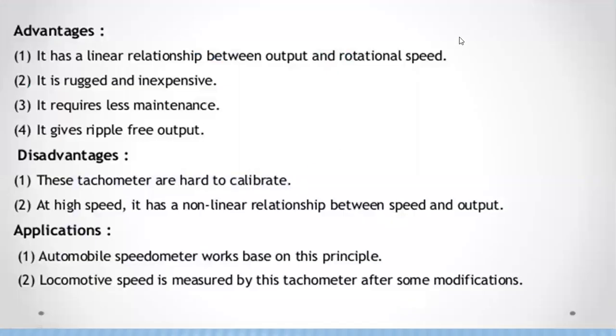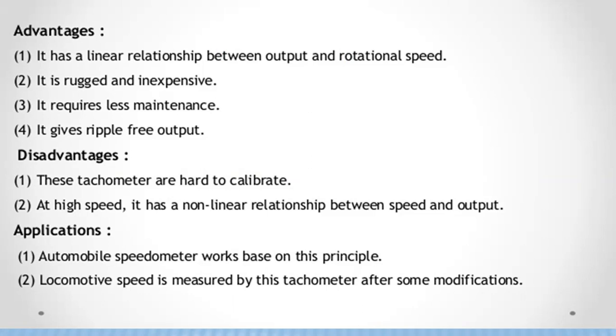And what are the advantages of this electrical type of tachometers? It has a linear relationship between output and rotational speed. The rotational speed is proportional to the output of the electrical tachometers. If the rotational speed is very high, the output is also high. If the rotational speed is very low, the output is also low. So based upon this relation, the output is obtained from the rotational speed, and it is rugged and inexpensive.